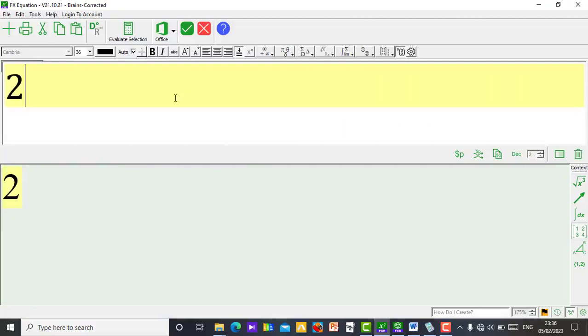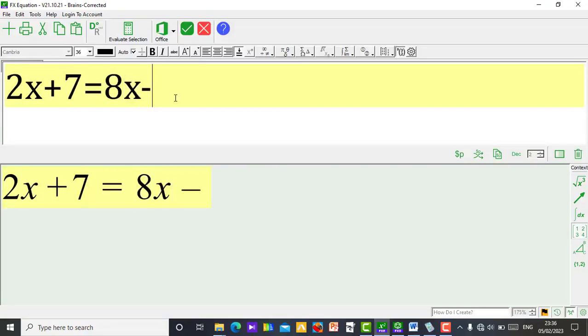Let's say 2x plus, let's say 7 equals maybe 8x minus, let's say, minus 9, for example. This is a simple equation you may be asked to solve. You can actually do this with your Microsoft Word.